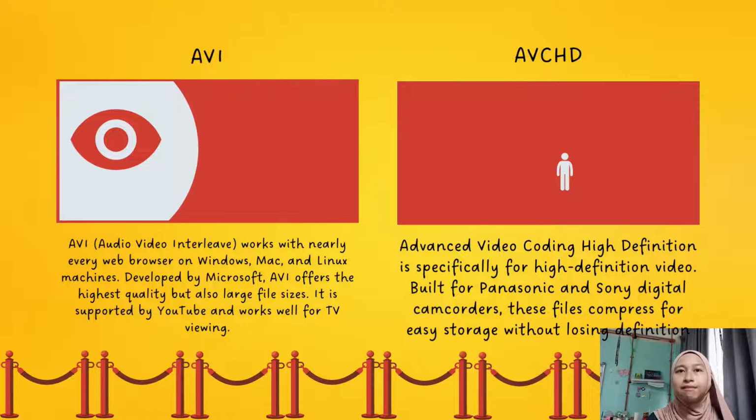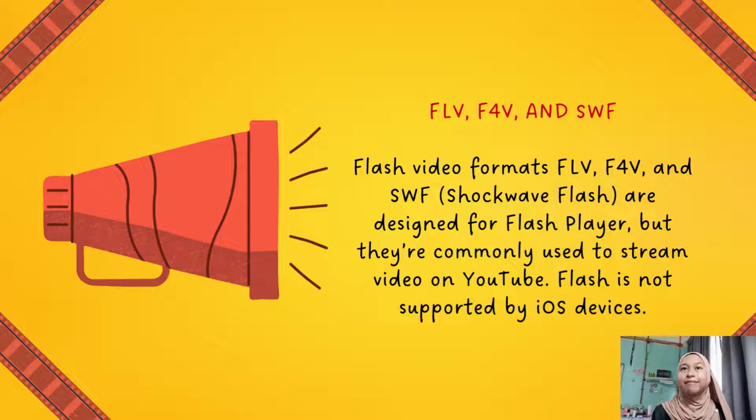And the next one is AVCHD, which is Advanced Video Coding High Definition, specifically for high definition video. It is built for Panasonic and also Sony digital camcorders, and this file is compressed for easy storage without losing any definition. Next is FLV, F4V, and also SWF. Flash video formats FLV, F4V, and SWF or Shockwave Flash are designed for Flash players, but they are commonly used to stream video on YouTube, and Flash is not supported by any iOS devices.